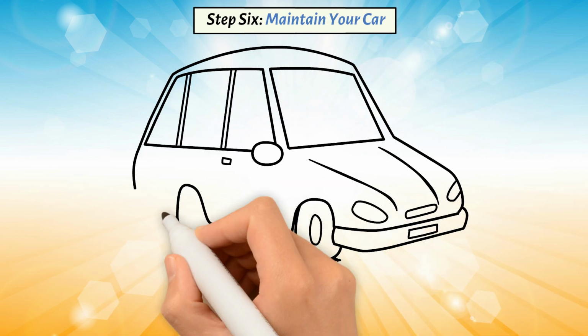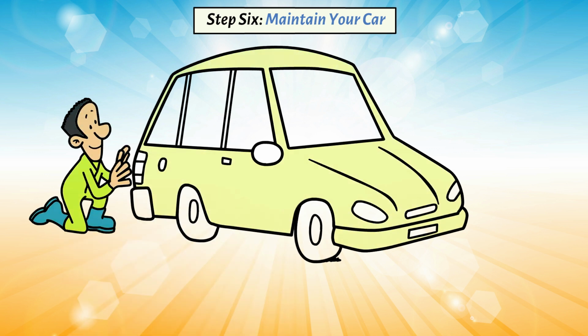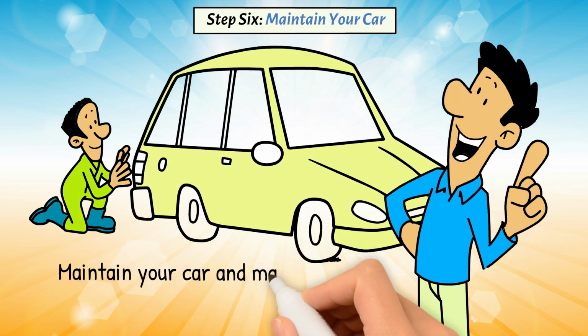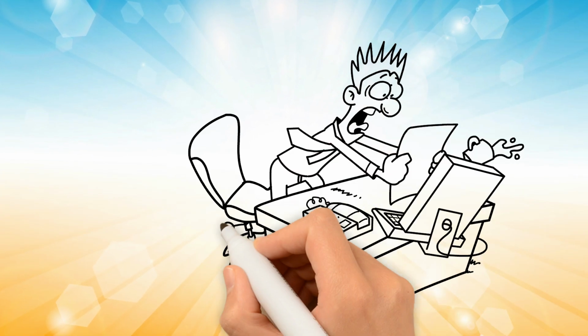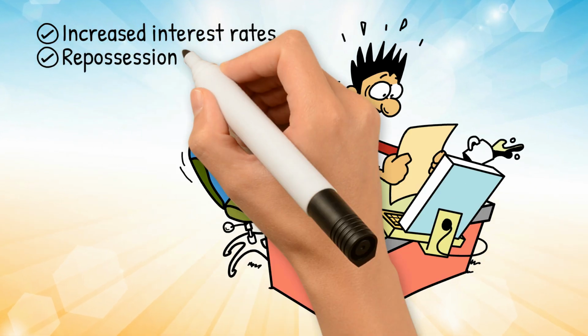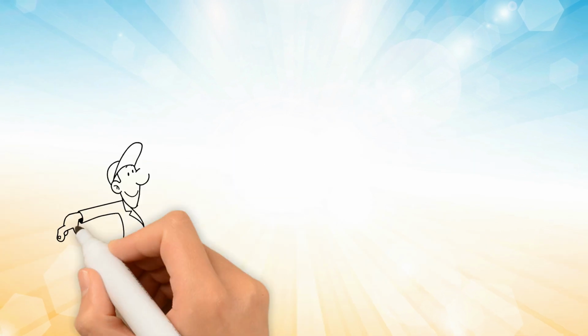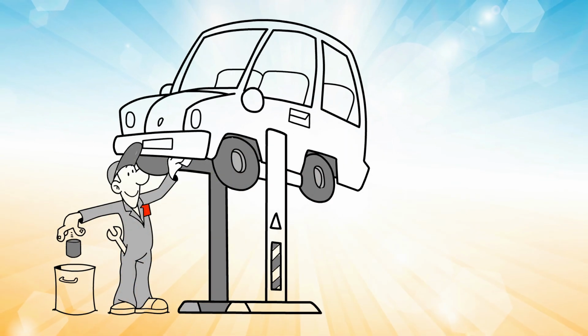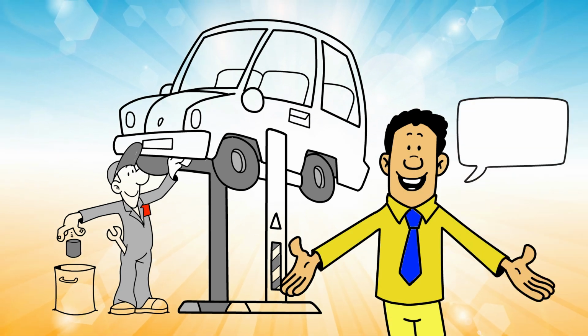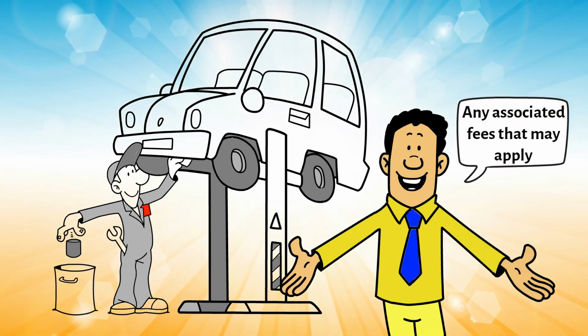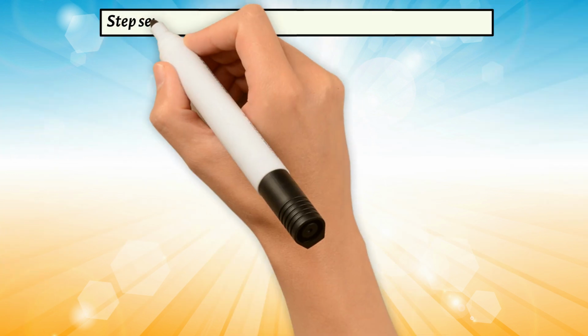Step 6. Maintain your car. Like any other type of loan or credit agreement, it's vital to maintain your car and make all your payments on time. Failing to do so could result in penalties, increased interest rates, or even the repossession of your vehicle. Get your car serviced regularly. You can use a service manual to determine how often you should be servicing it and any associated fees that may apply.